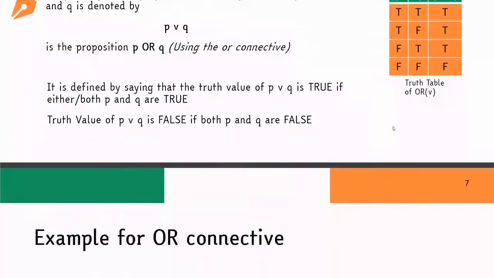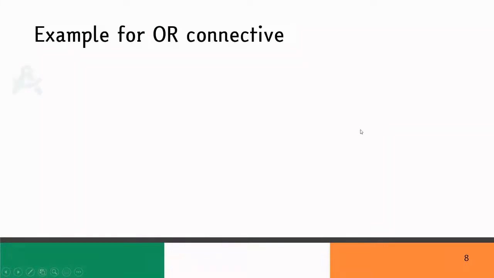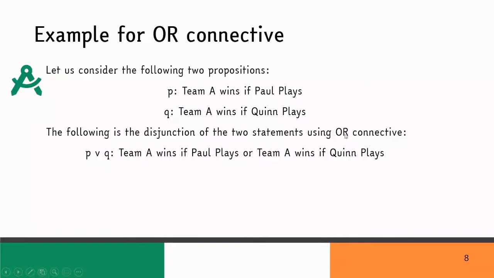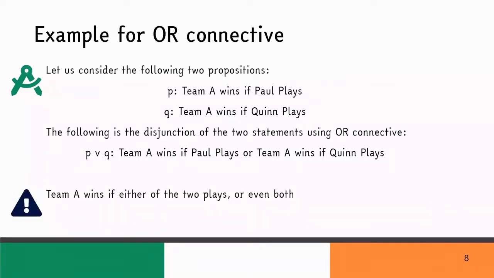Let us see an example for the same. Considering the following two propositions, P and Q, where P is Team A wins if Paul plays and Q is Team A wins if Quinn plays. The disjunction of the two statements would be represented by P ∨ Q, which would be pronounced as P or Q, which means Team A wins if Paul plays or Team A wins if Quinn plays, which basically means Team A would win if either of Paul or Quinn play, or even if both play.